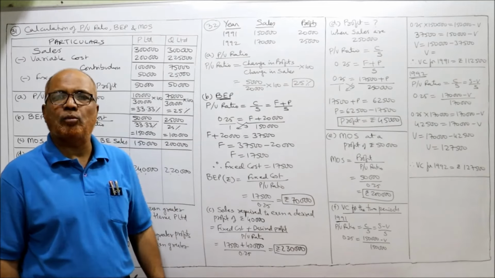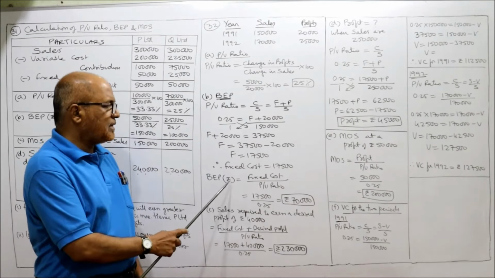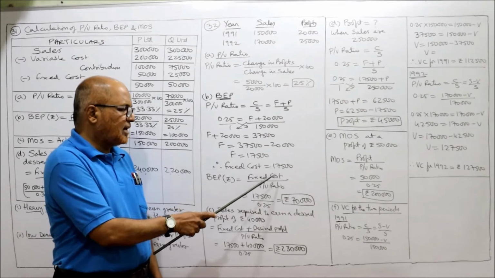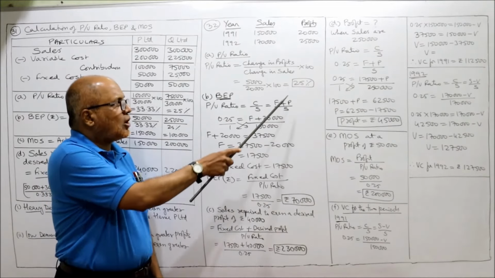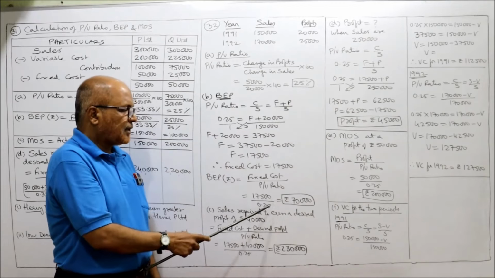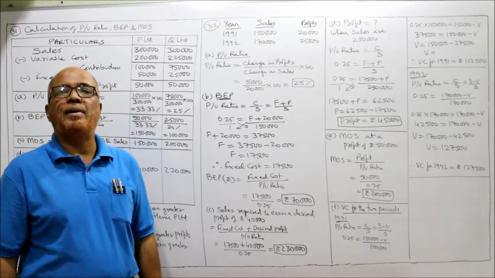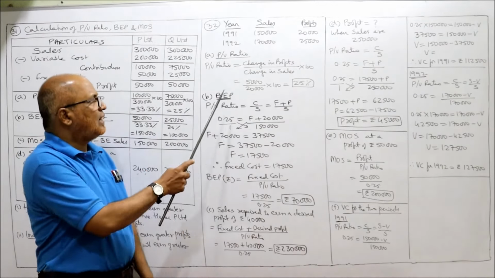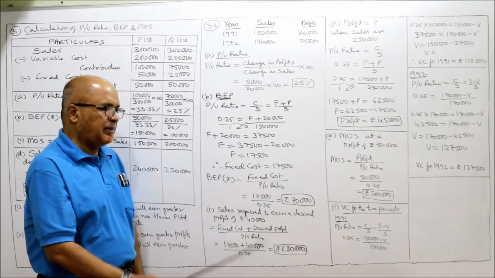Now easily we can find out BEP. So BEP in rupees is equal to fixed cost by PV ratio. Fixed cost how much we got? 17,500. PV ratio how much we got? 0.25. 70,000 rupees is the break even point. Two questions completed. First we have calculated PV ratio, second we have calculated BEP.